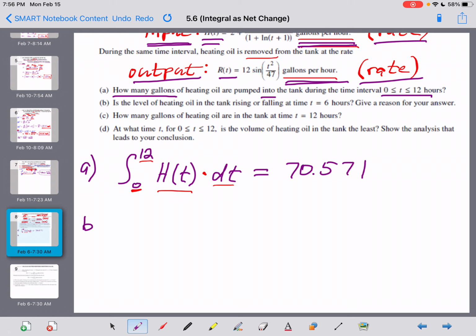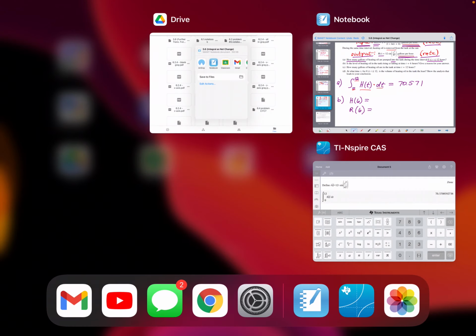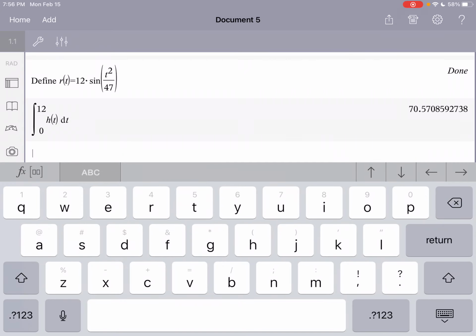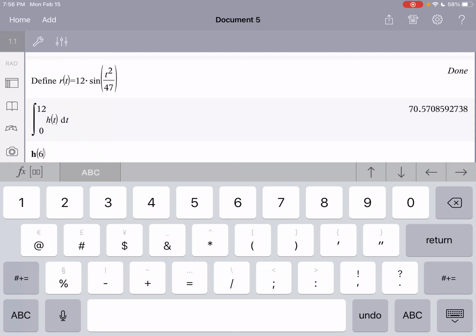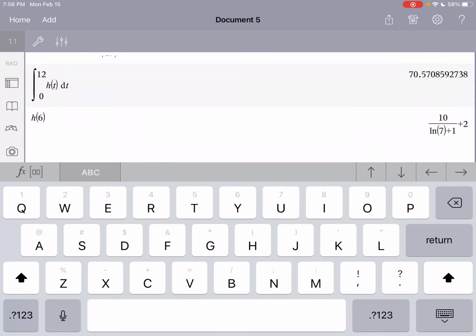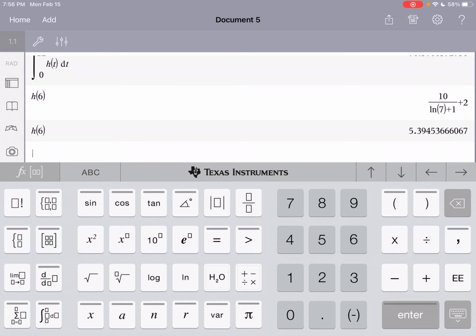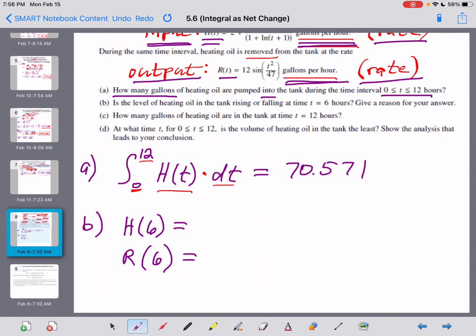So now we're going to evaluate H at 6, and we're going to evaluate R at 6. And let's see what those rates actually look like. This is going to be really easy for us since it's already defined in the calculator. So we are going to do H of 6, and that's it. Just hit enter. Oh, I didn't want that. All right, let me get a decimal approximation for this. There we go. 5.395 is what we get for H of 6.